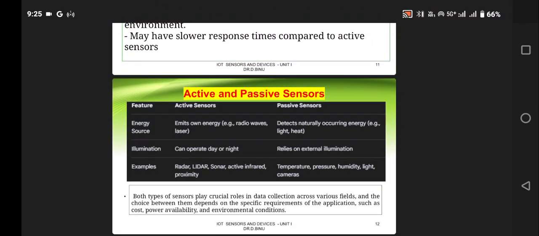For the comparison of active and passive sensors, we can compare both sensors by means of different features: energy source, illumination, as well as examples. Both types of sensors play crucial roles in data collection across various fields, and the choice between them depends on the specific requirements of the application, such as cost, power availability, and the environmental conditions.